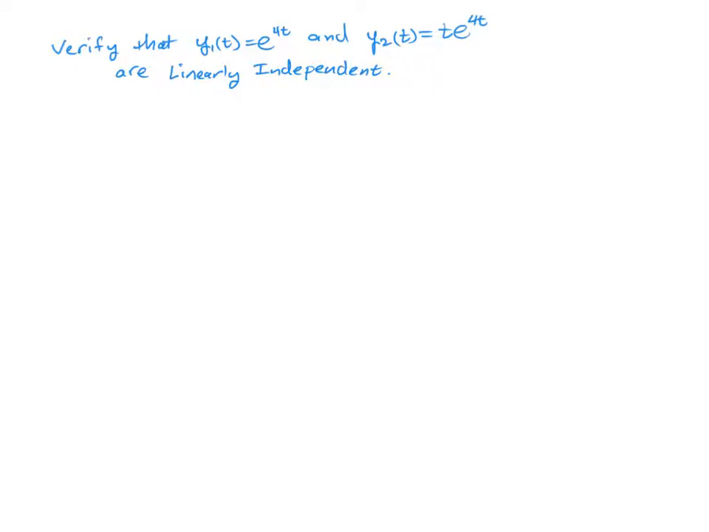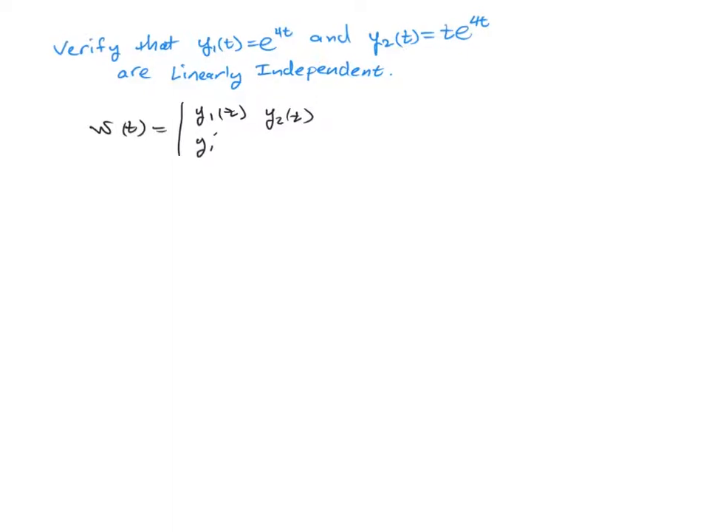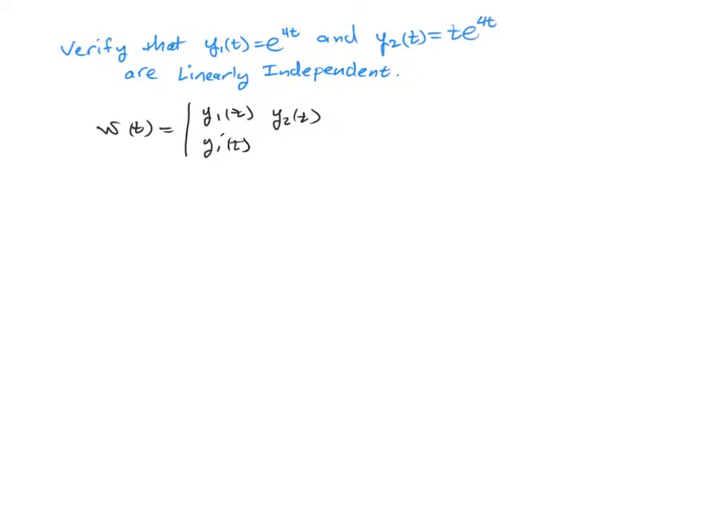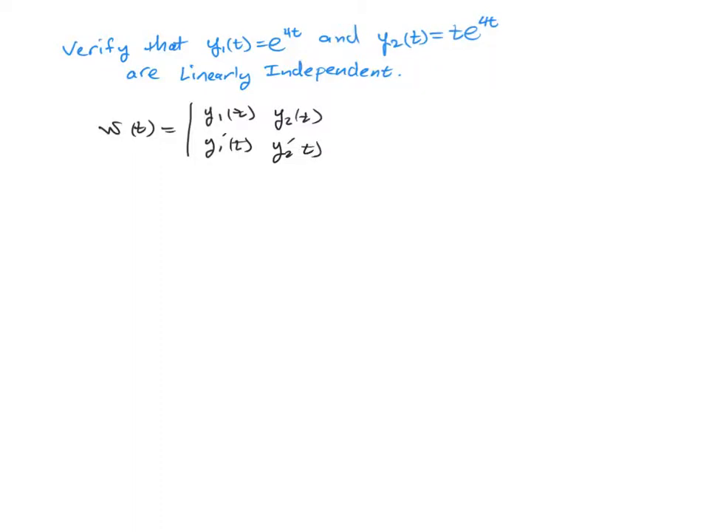Okay, so now for the next part of the problem, we want to show that these two functions are linearly independent. If we have two solutions and they're independent, then they form a fundamental set of solutions. So the easiest way to show linear independence is to find the Wronskian. And the Wronskian, again, is a 2 by 2 determinant made of the original two functions and their first derivatives. And again, we want to show that this determinant is going to be non-zero.